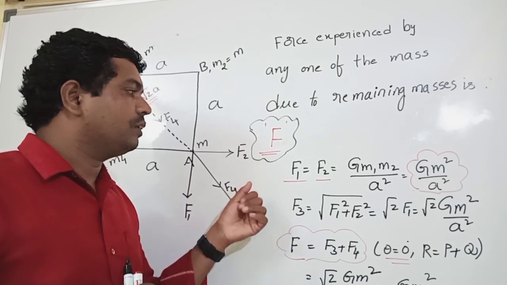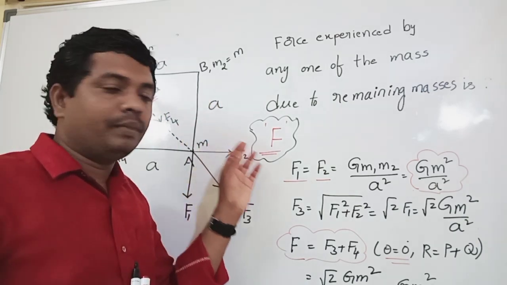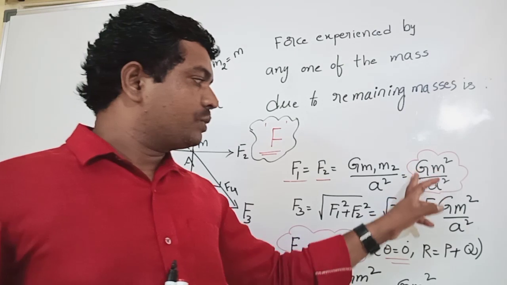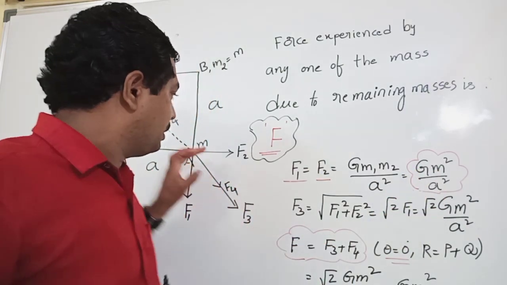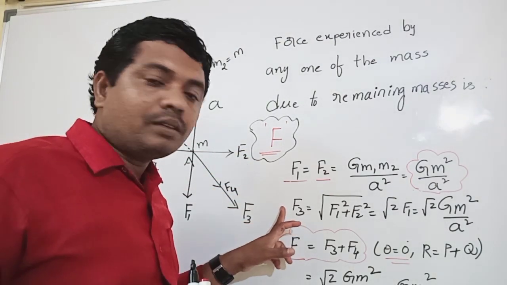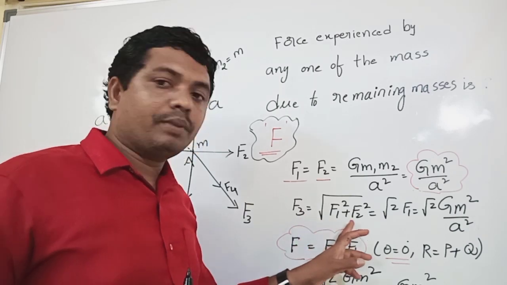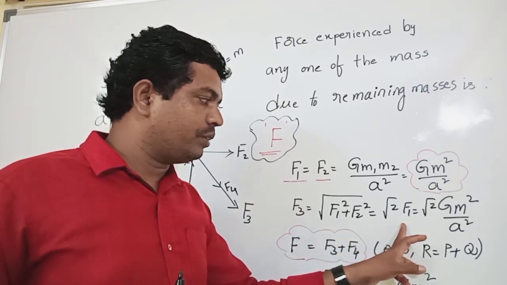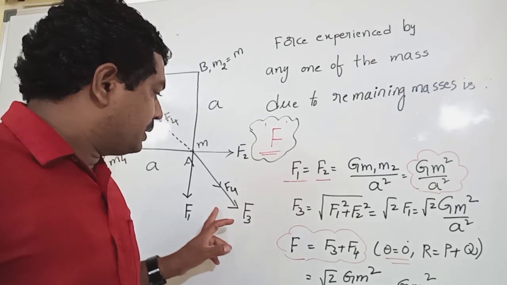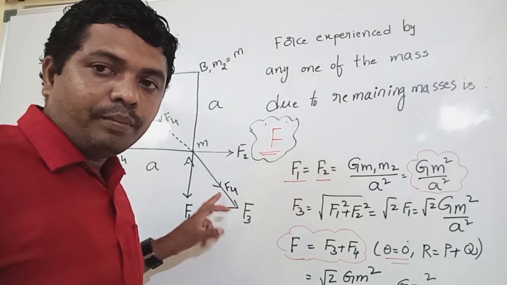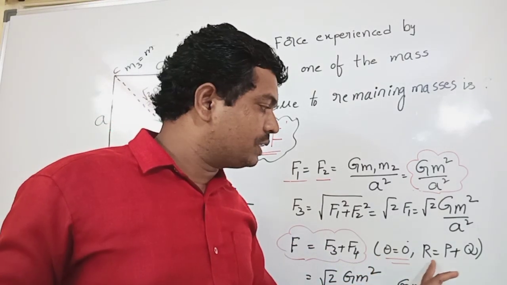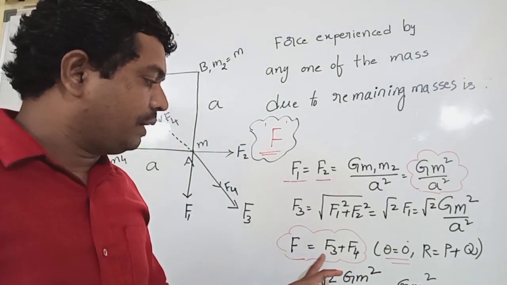Here F3 is the resultant of F1 and F2. Now come to the point. Here masses are the same and distances are the same. That is why F1 is equal to F2 is equal to G M1 M2 by A squared, that is G M squared by A squared. F1 and F2 are perpendicular to each other, so from the parallelogram law of vectors, F3 is equal to the root of F1 squared plus F2 squared, that is equal to root 2 into F1, where F1 is equal to G m squared by A squared. Now F is the resultant force of F3 and F4, and F3 and F4 are both parallel to each other. If theta is equal to 0 degrees, R is equal to P plus Q. That is F is equal to F3 plus F4.